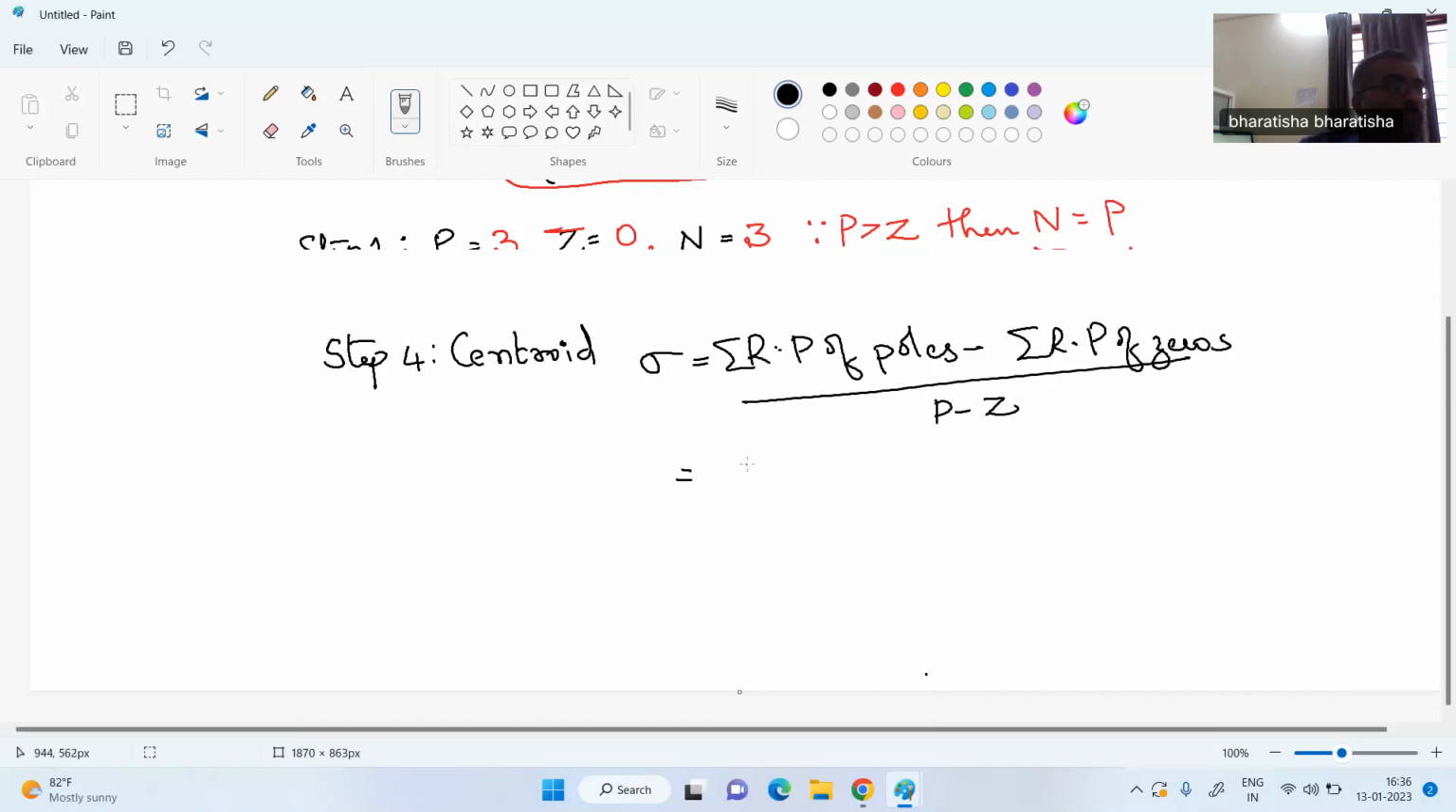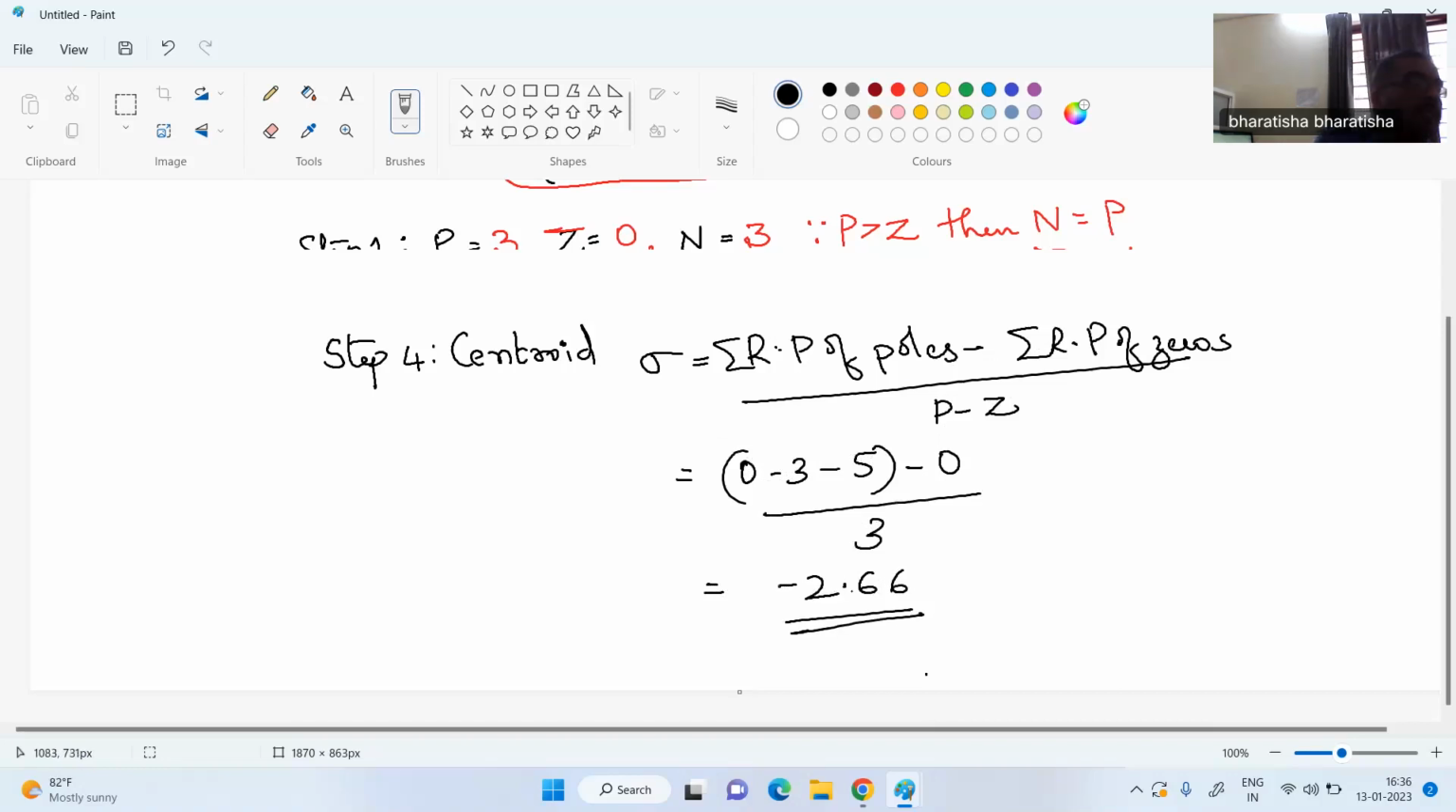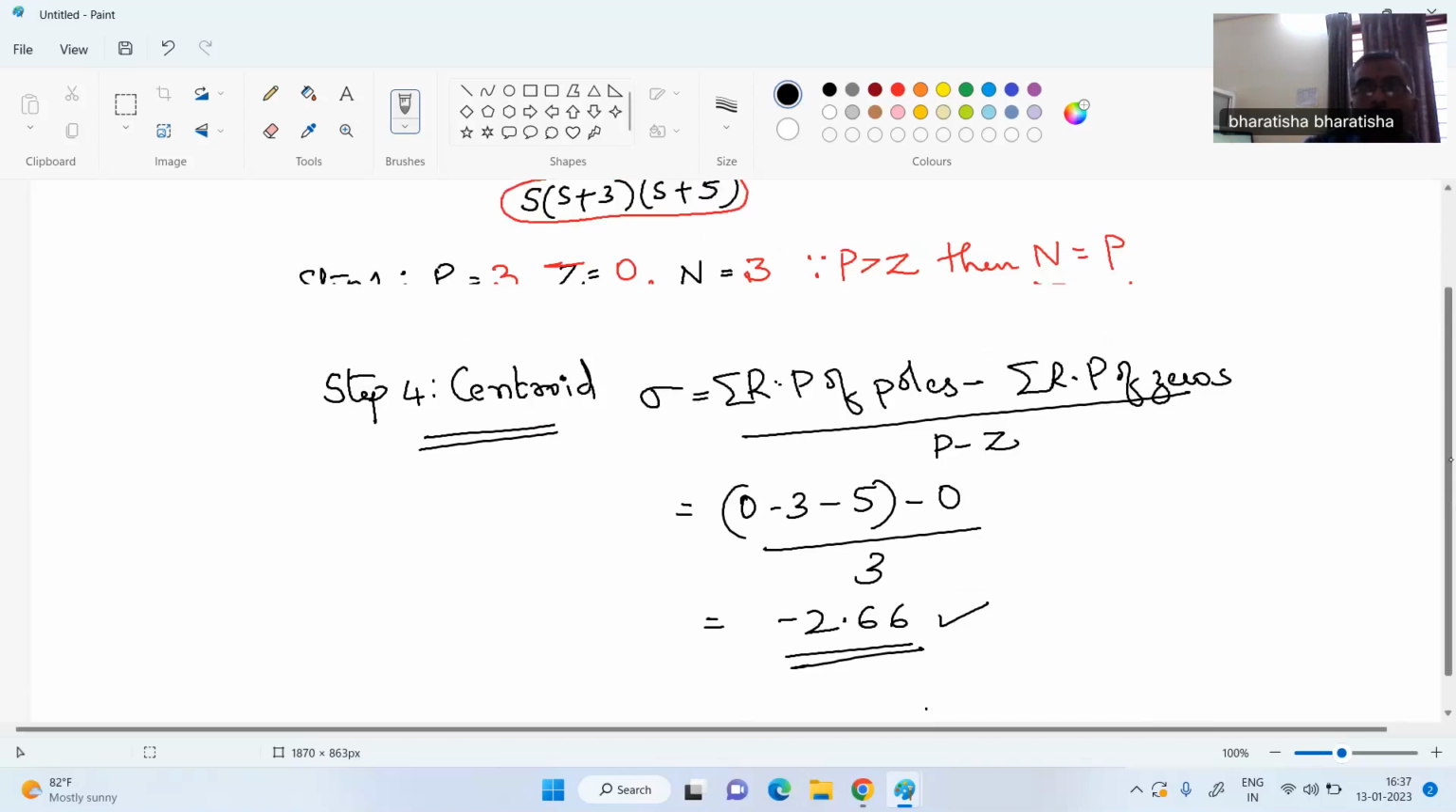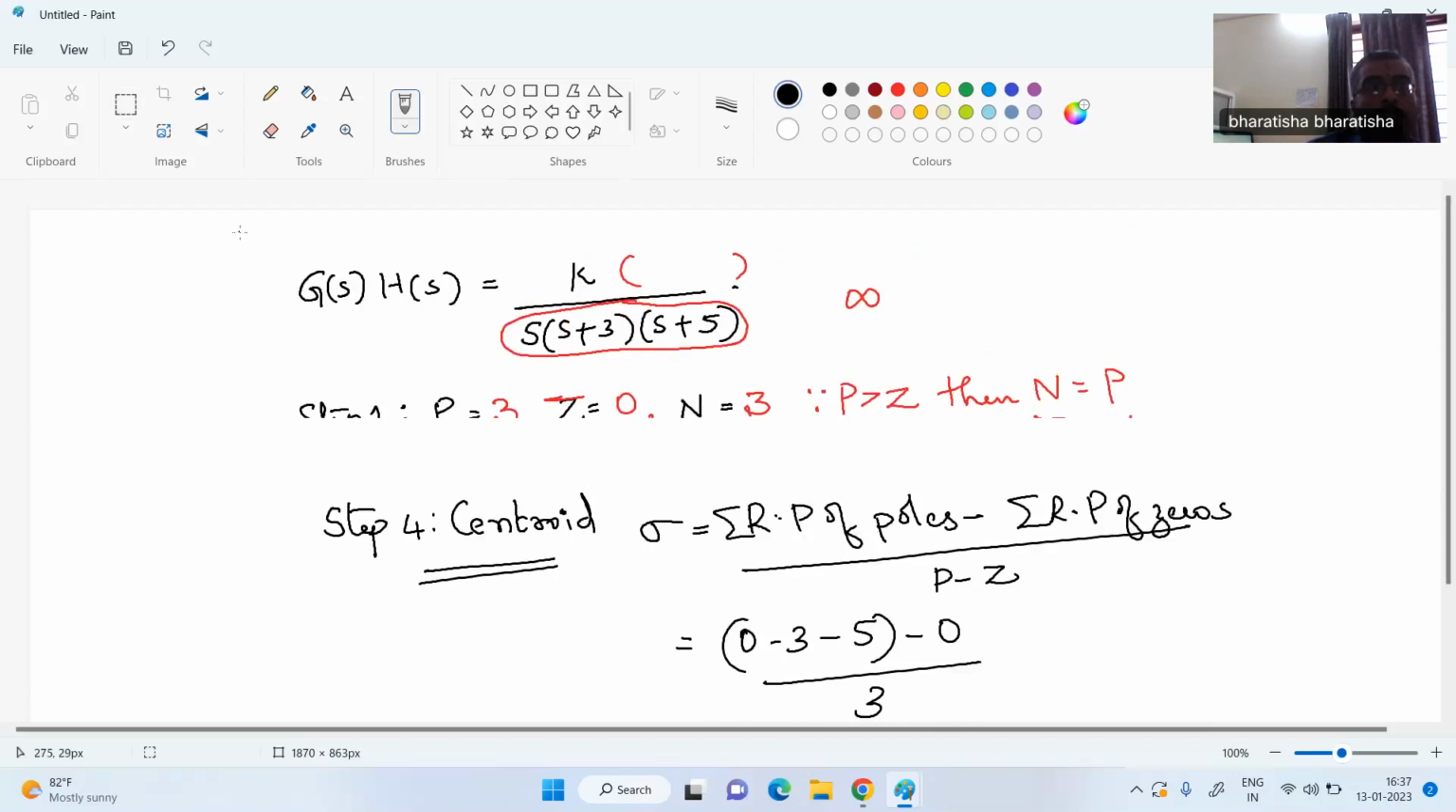Now what are the real parts of poles here? It is 0, minus 3, minus 5. And there are no zeros here, so you can take it as 0. And if you divide it by 3, you are going to get approximately minus 2.66. So this is the centroid, which you have found out from the real parts of the poles. This will be step 4. Once you have done that, then we will go on to step 5.